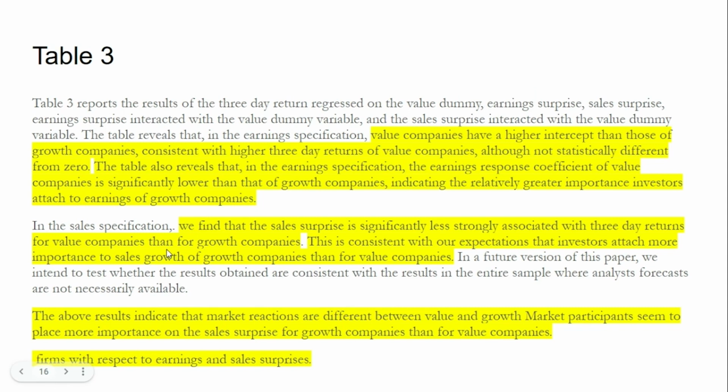In a future version of this paper, we intend to test whether the results obtained are consistent with the results in the entire sample, where analysts' forecasts are not necessarily available. And so, as you recall, in order to do that, we'd have to go into the how to code a finance paper from scratch video, select the entire sample, not just those with analysts' sales and earnings surprises, and then use seasonal random walk and random walk. We regress 3-day returns on seasonal random walk, and 3-day returns on random walk. The above results indicate that market reactions are different between value and growth. Market participants seem to place more importance on the sales surprise and earnings surprise for growth companies than for value companies.